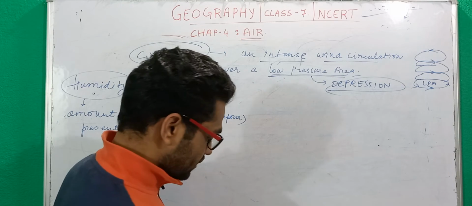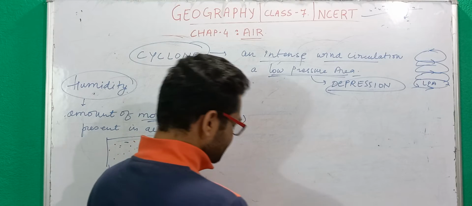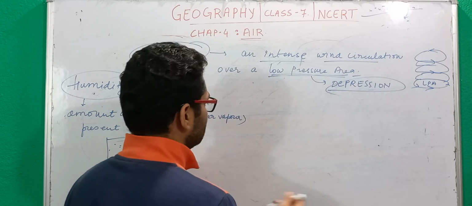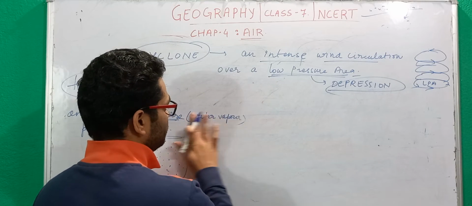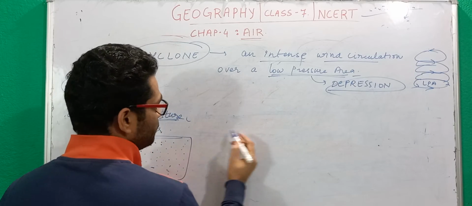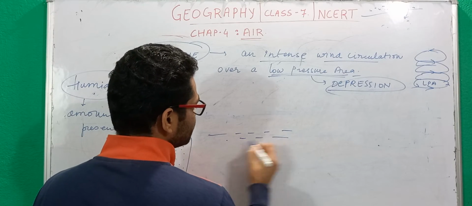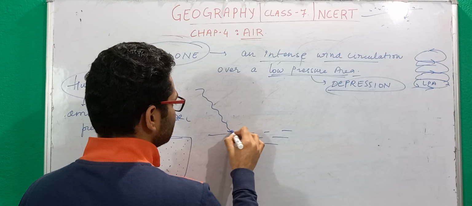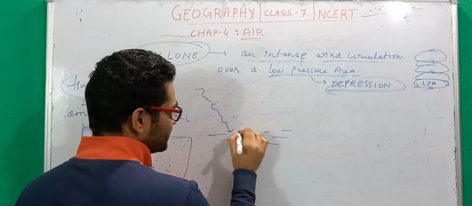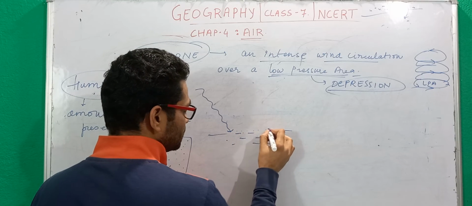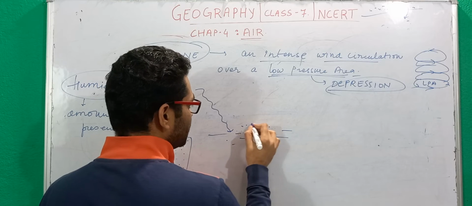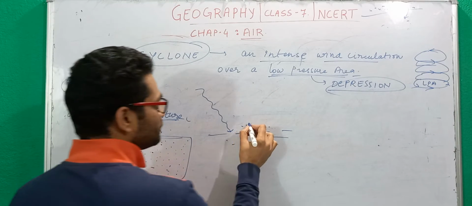Now try to understand cyclone. As we have dealt with this, what happens when you have sea water and it gets heated up? The air that is present here, of course, will get warmed, and so it will rise up.